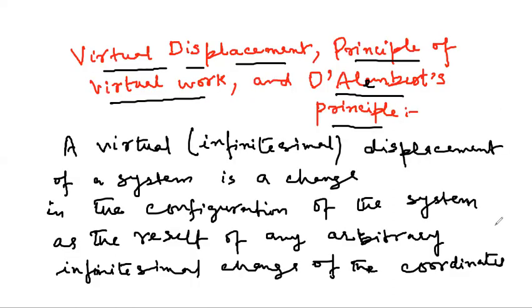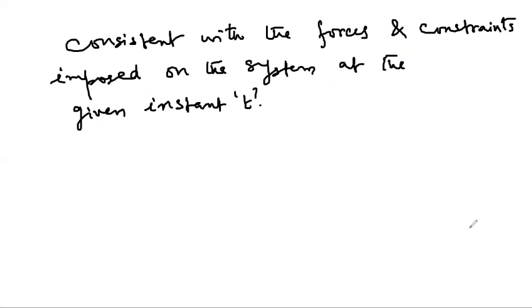Let us understand it. First thing, virtual displacement is infinitesimal, right? And it refers to that change in the configuration of the system which results from any arbitrary infinitesimal change of the coordinates of the system. So if we have a system of particles, now there is an infinitesimal change in its coordinates, right? That leads to a virtual displacement of the system. And important is that the virtual displacement which takes place must be consistent with the forces and constraints imposed on the system at the given instant t.